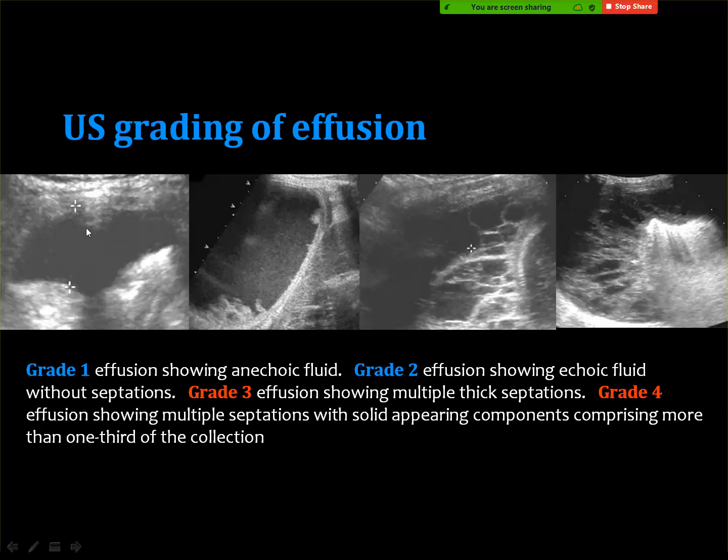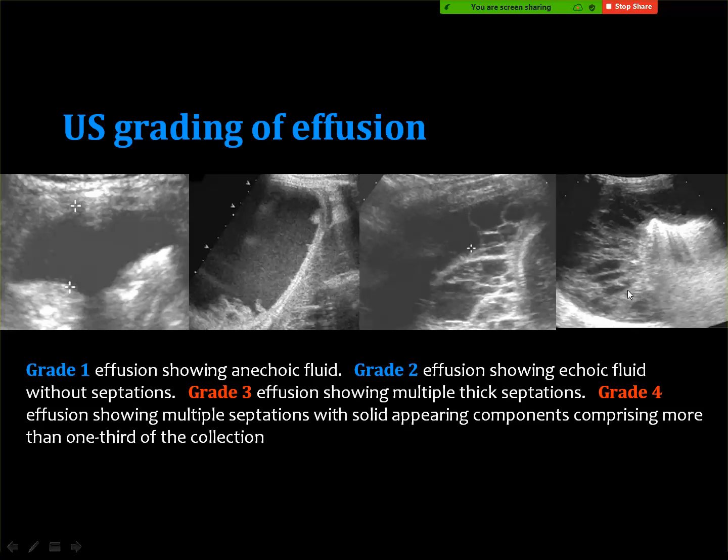Grade 1 is a simple fluid which is anechoic. Grade 2 is a fluid that contains some echoes but no internal septations. Grade 3, there are incomplete internal septations. Grade 4, there are thick, complete internal septations with adjacent soft tissues.